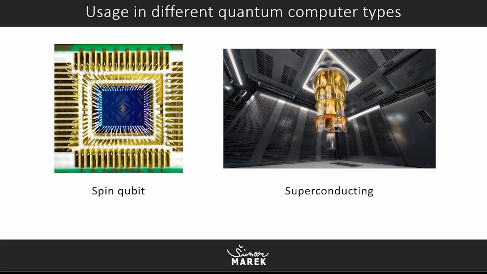There is usage in different quantum computer types. One main computer type is spin qubit technology. The other type is superconducting technology. So there are two main types of technologies which you can use for designing your quantum computer. So very nice.